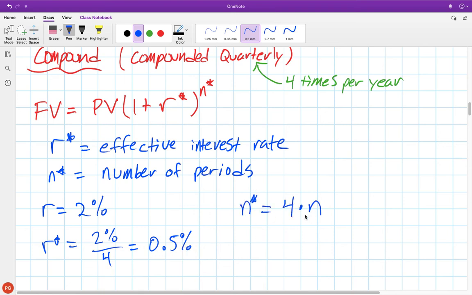For the number of periods, it's the opposite. So instead of dividing by 4, we multiply by 4. If we started with 5 years and we're doing it 4 times every year, that means it's a total of 5 times 4, which is 20 periods. So 20 times that we're actually recalculating and compounding. Now let's do a table and show you the calculation for this.